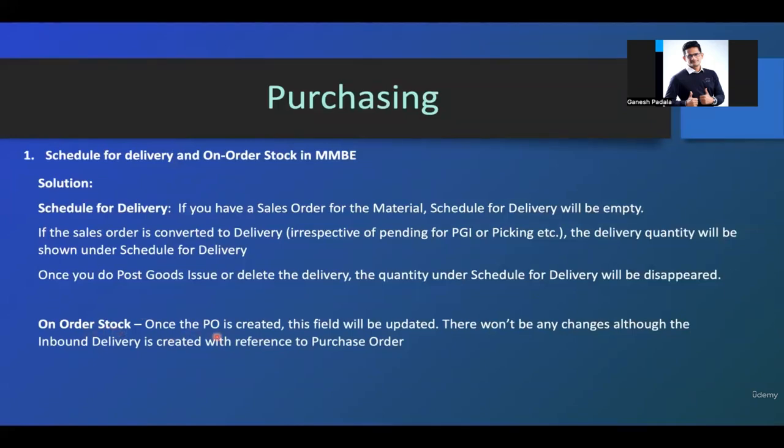What is on order stock? On order stock is like, once the PO is created, the field will be updated. There won't be any changes although the inbound delivery is created with reference to the purchase order. Once you have done the goods receipt, on order stock will disappear.